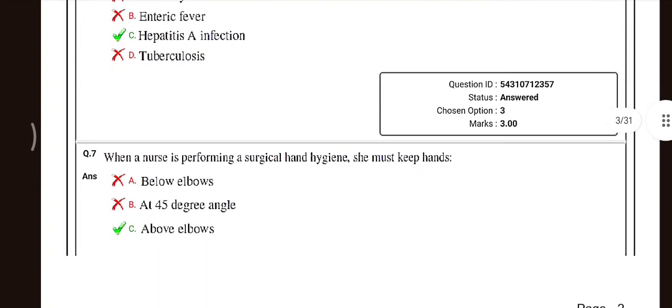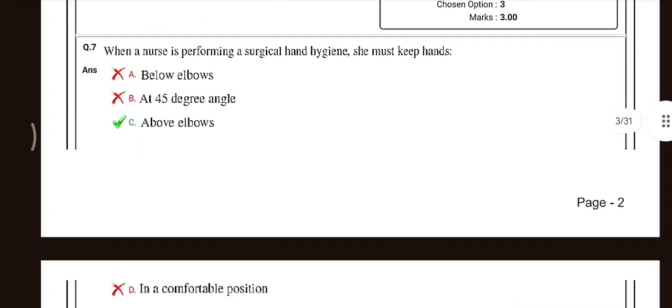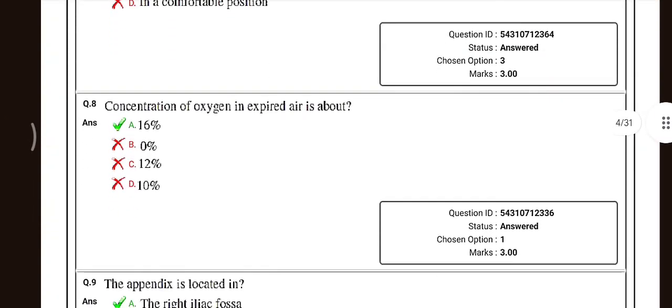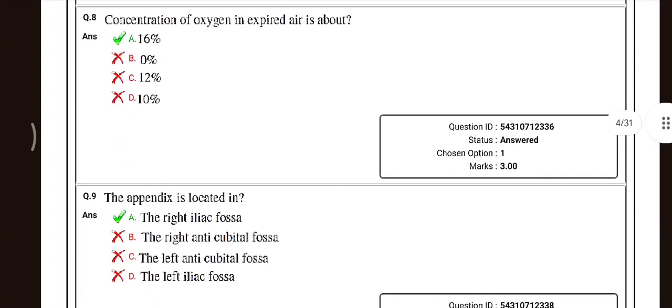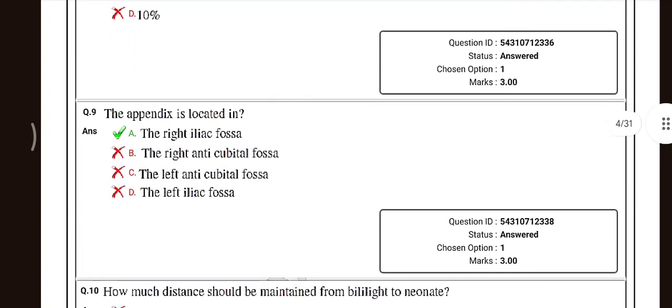When a nurse is performing surgical hand hygiene, she must keep the hands above the elbows. The concentration of oxygen in expired air is 16, so what about the inspired air? Inspired air is about 21 percent. The appendix is located, as we all know, in the right iliac fossa.